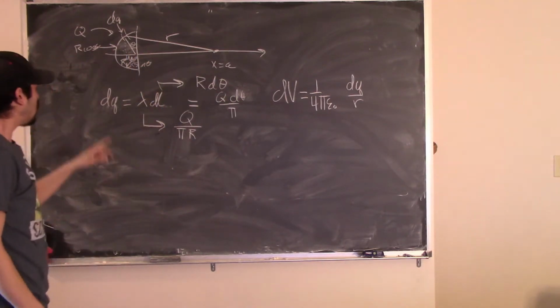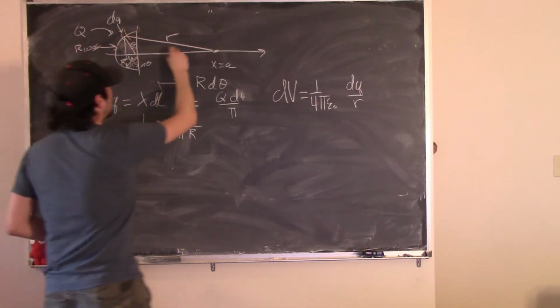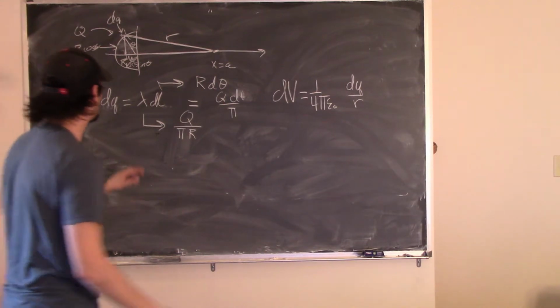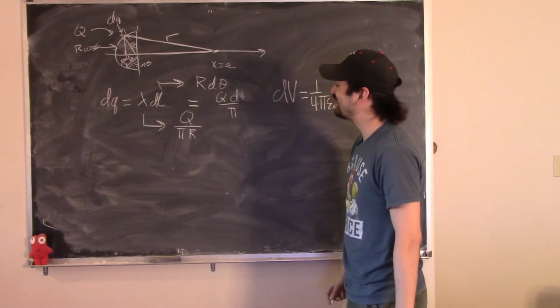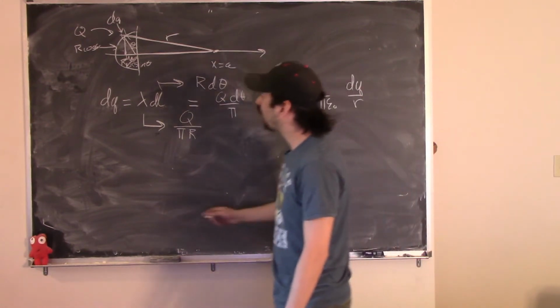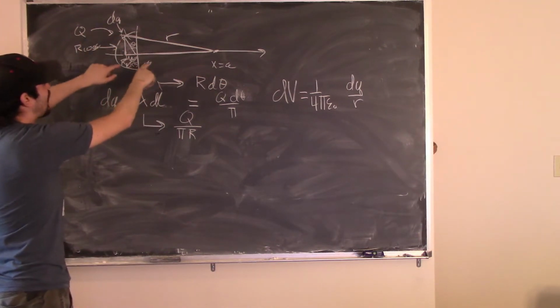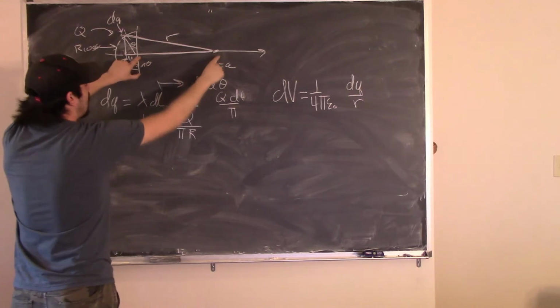So this makes a right triangle, and then I just need to put together the pieces that I have in the y direction and in the x direction. In the y direction, this is going to be r cosine of theta. In the x direction, this is r sine of theta plus the distance a.